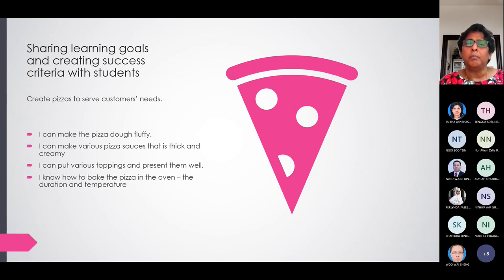They must be able to put toppings and they must be able to bake the pizza. So that means when they want to create the pizza, the fundamental skills or knowledge that they need are these five. That means in order for them to achieve this learning outcome, you as a lecturer can actually help to break it down for them.